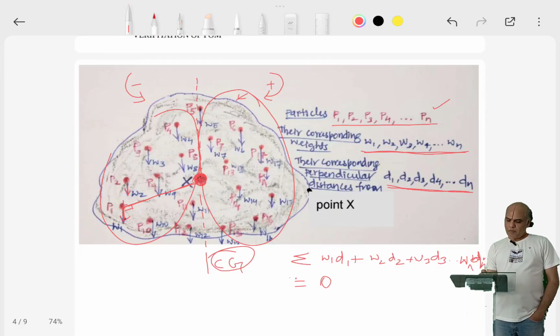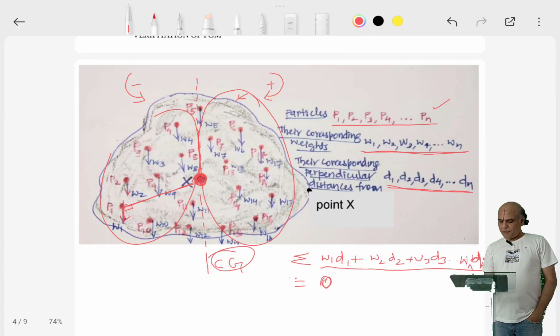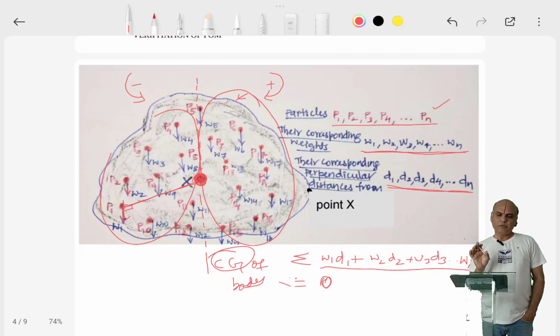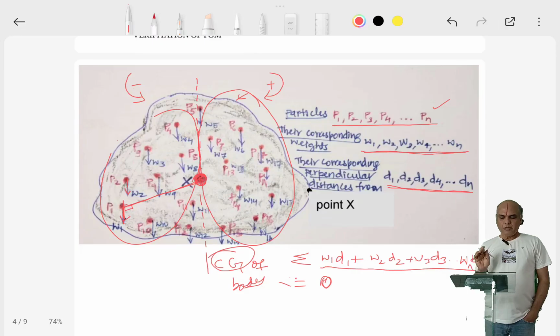So we are considering an arbitrary point x such that the algebraic sum of moments of all particles comprising the body will be equal to 0. If we find such a point x, then this point is called the center of gravity of this body. Okay, understood? So center of gravity is a point about which the algebraic sum of moments of individual particles comprising the mass of the body will be zero.